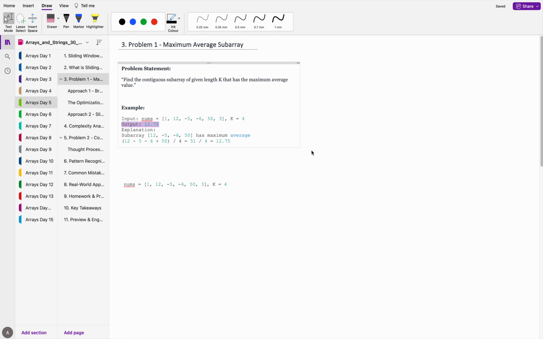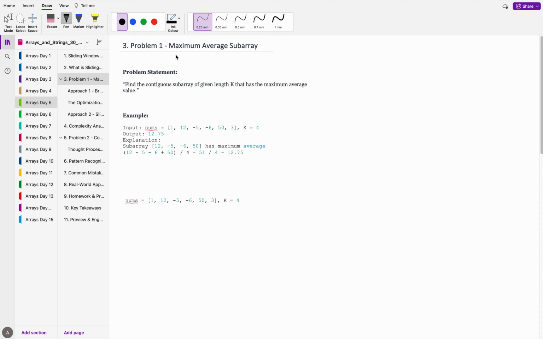Let's look at this problem. The problem name is maximum average subarray. The statement says find the contiguous subarray. Contiguous means, if you remember from the very first class, I showed you that array memory space allocation is in a contiguous way. One after another comes, in continuous format. Okay, so here find the contiguous subarray of given length k, the length is also given, that has the maximum average value.